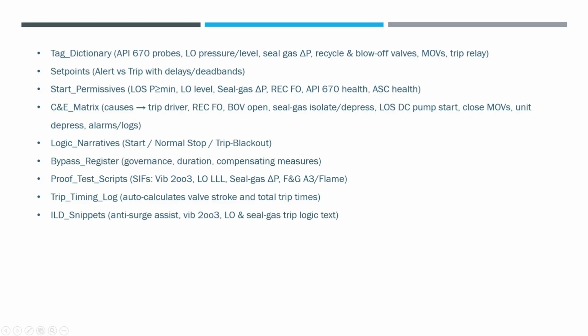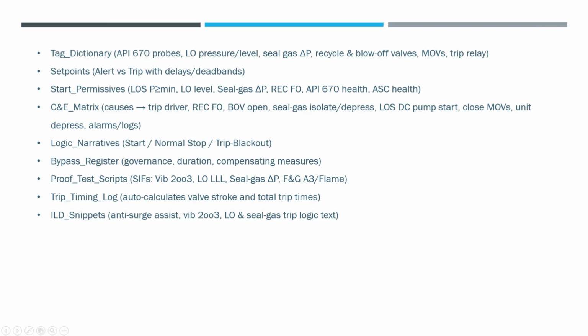Here you'll capture all your key signals: API 670 probes, lube oil pressure and level, seal gas differential pressure, recycle and blow-off valves, MOVs, and the trip relay. Next, the set points. Here you define your alert versus trip limits, along with delays and deadbands.